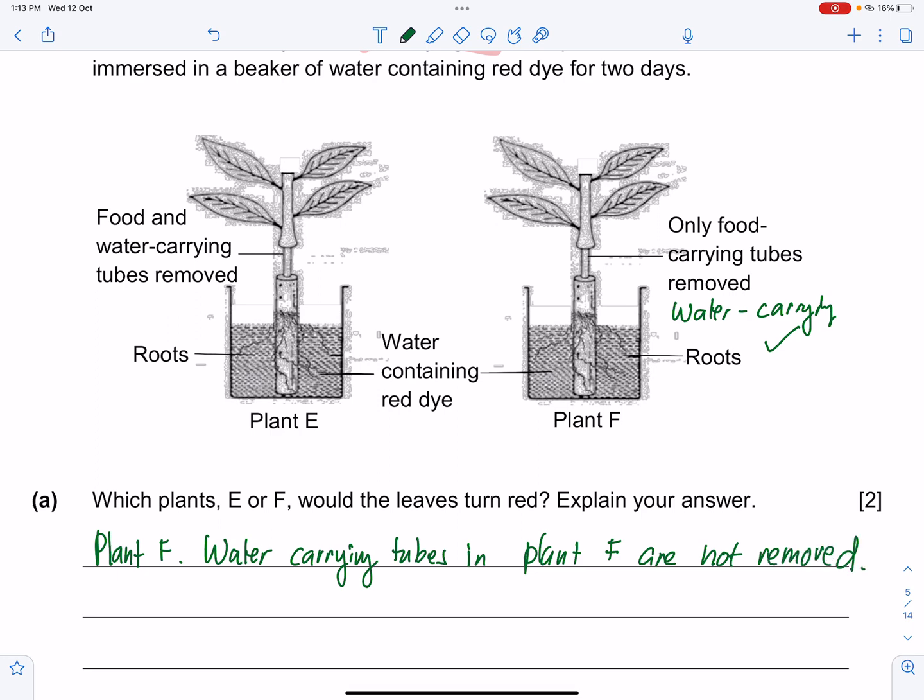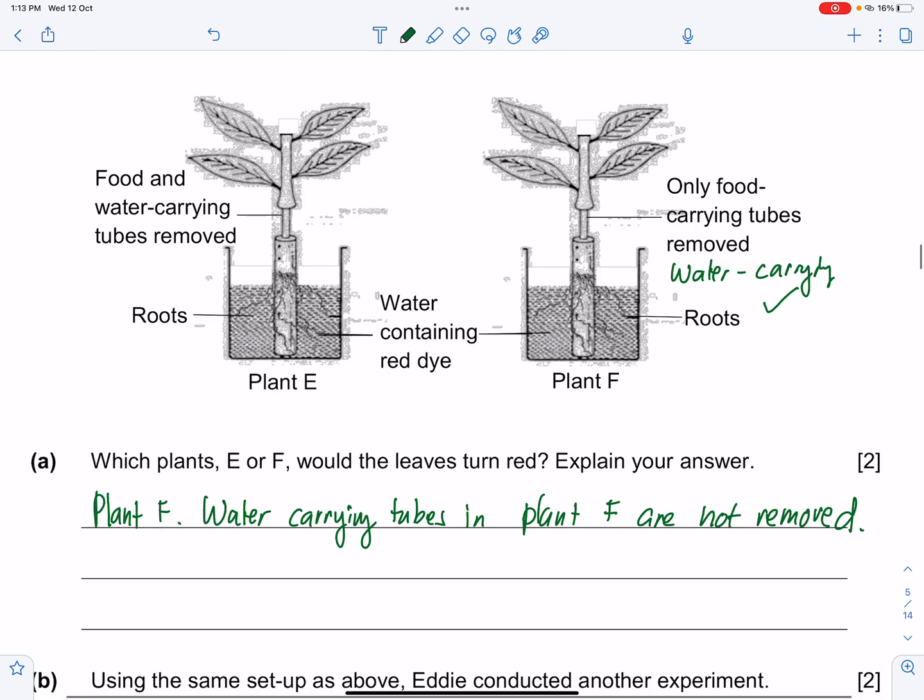Okay, some of you say only the food carrying tubes are removed. But you see, there are other parts, you know. There's the leaf, there is the stem, there are roots. So I don't quite understand what you mean by only the food carrying tubes are removed. There are so many other parts of the plants that could still be present. How do I know that you're making a comparison to the water carrying tube? So you have to be explicit. Instead of telling me only food carrying tubes removed, you have to tell me water carrying tubes are not removed.